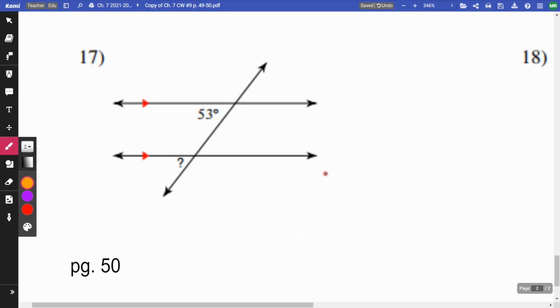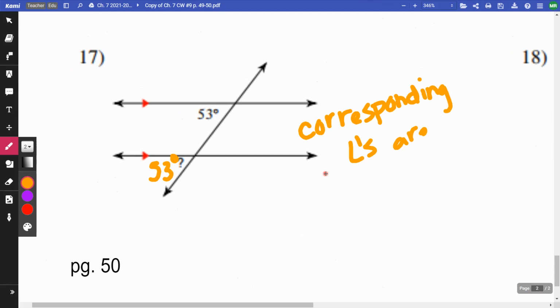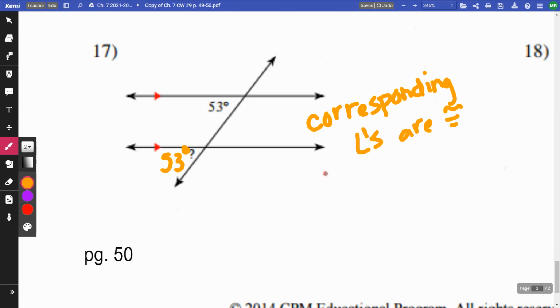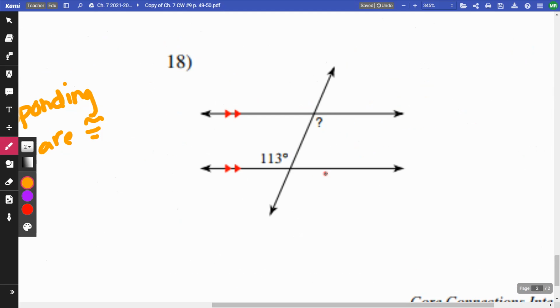On 17, both of these are going to be 53 degrees. The reason is corresponding angles. Okay, and corresponding angles are congruent. 18. If this is 113, this is also going to be 113 because of alternate interior angles.